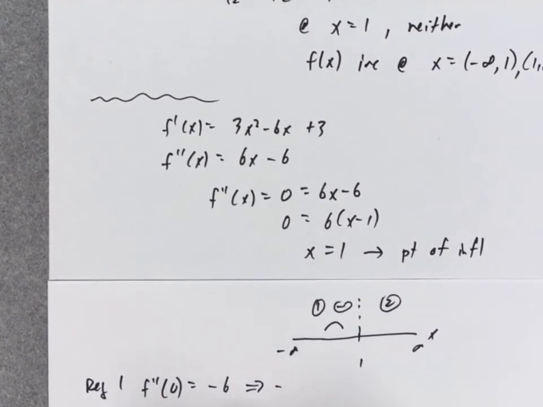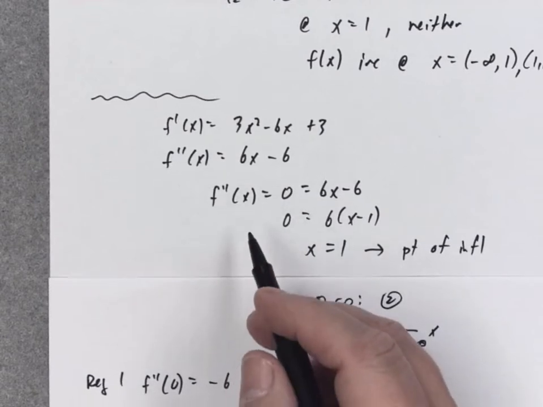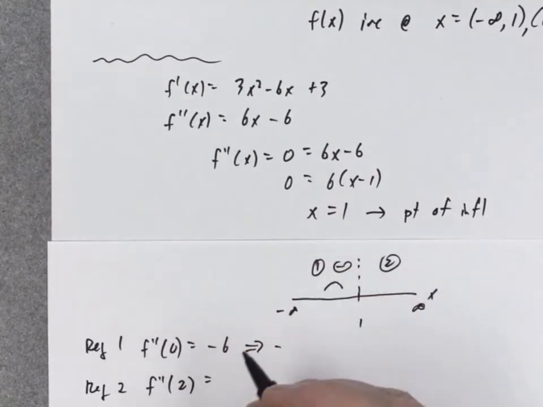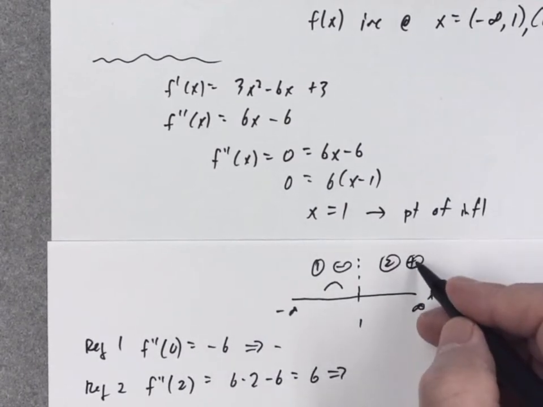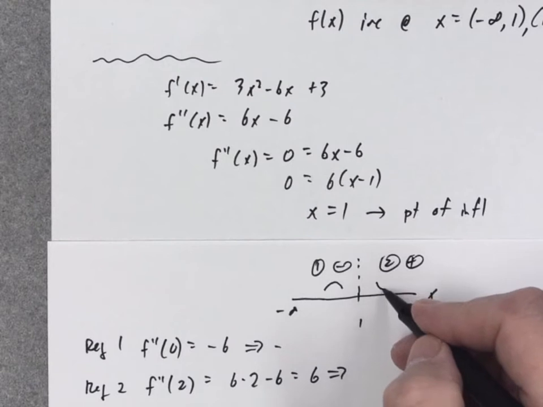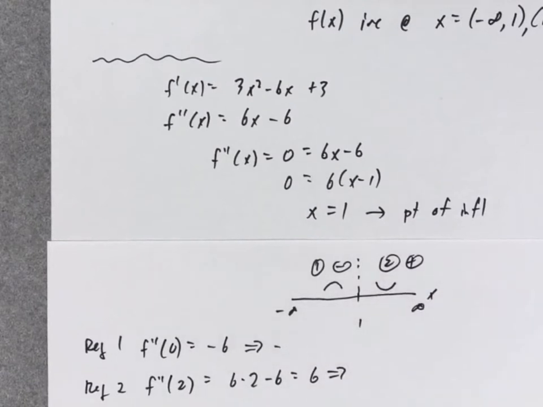Region 2, I need to choose a value of x between 1 and infinity. Let's choose 2. So if I plug 2 into my second derivative, 6 times 2 minus 6, 12 minus 6 is 6. Obviously positive. Positive second derivative means concave up.